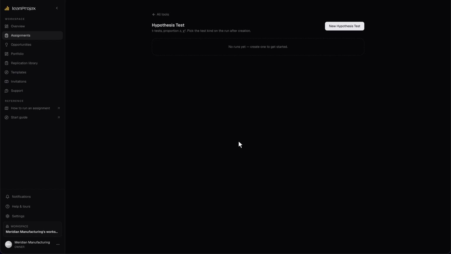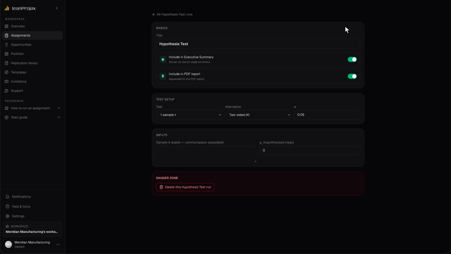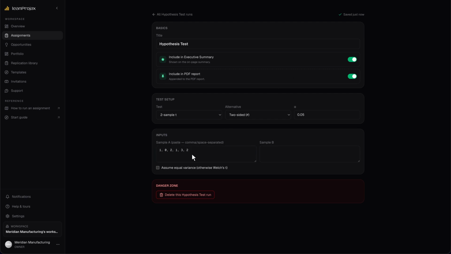Let's put roll age on trial. I'll use the LeanProjax platform. A 2-sample t-test. Jams in the first 6 hours of a roll versus jams after 6 hours. The null says the roll's age makes no difference. I paste both samples, and the tool runs the test. Read the verdict like a belt.